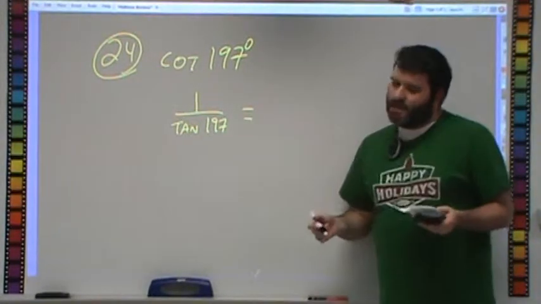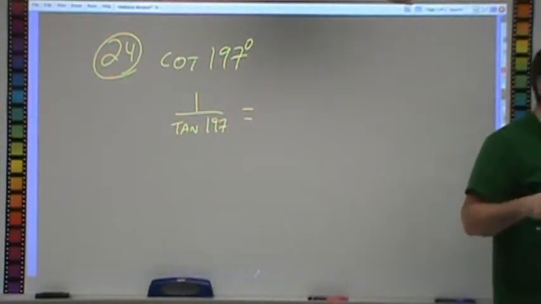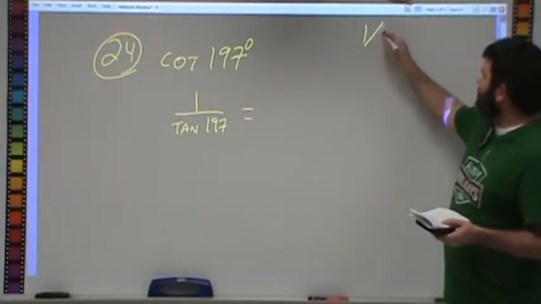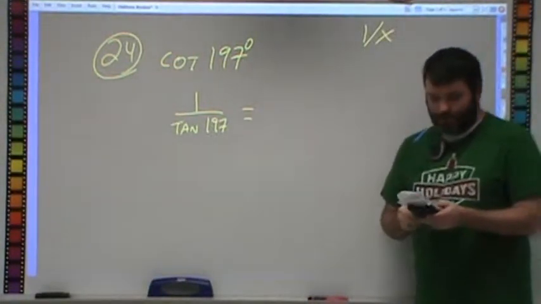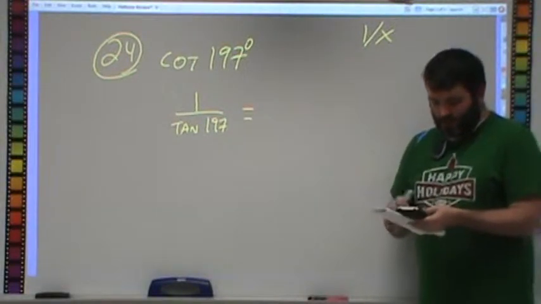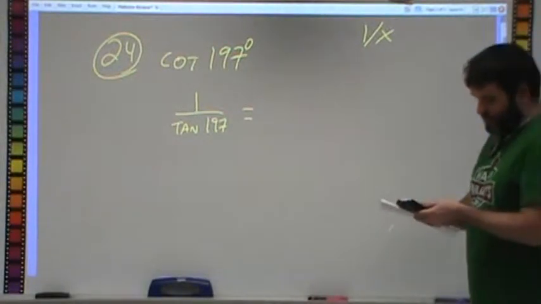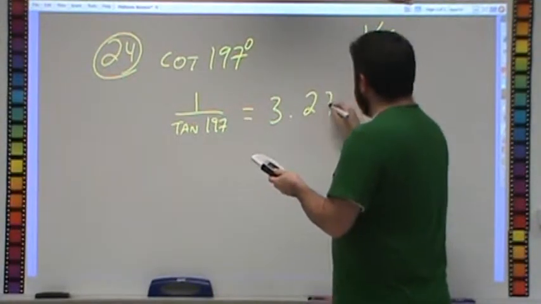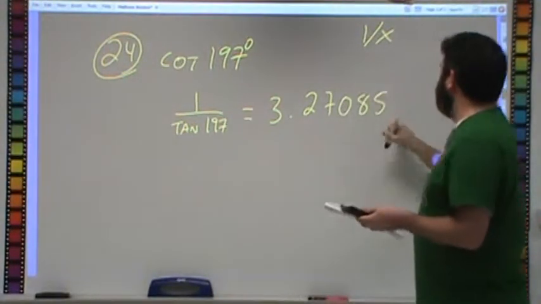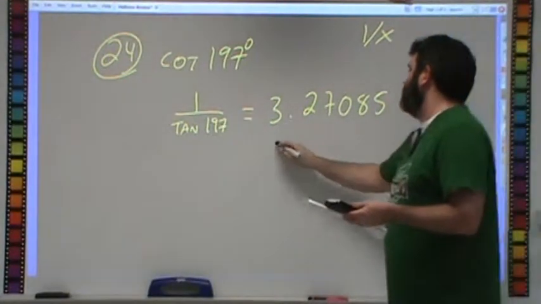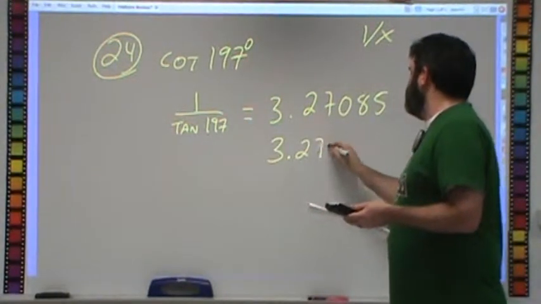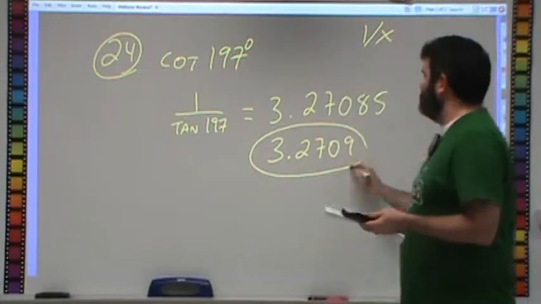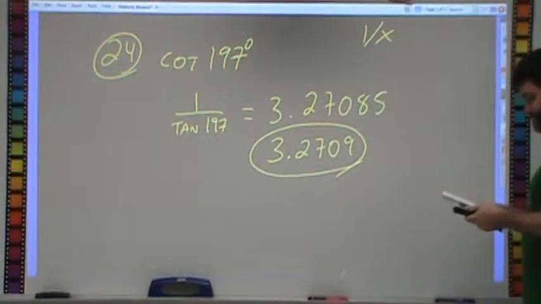Those of you with short gray calculators, you're going to do tangent of 197, and then you have this button on your calculator that you push, which will do the 1 over. So 1 divided by a tangent 197, that gives me a 3.27085. 5 or bigger, so 3.2709. And that's my answer.